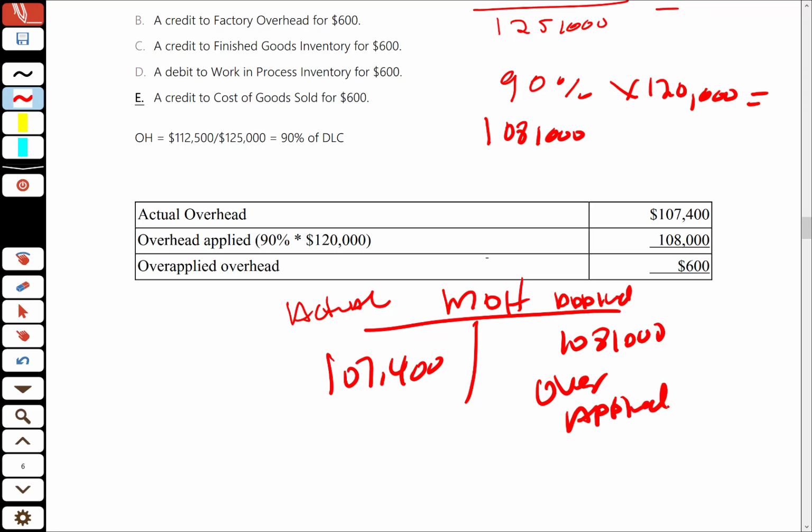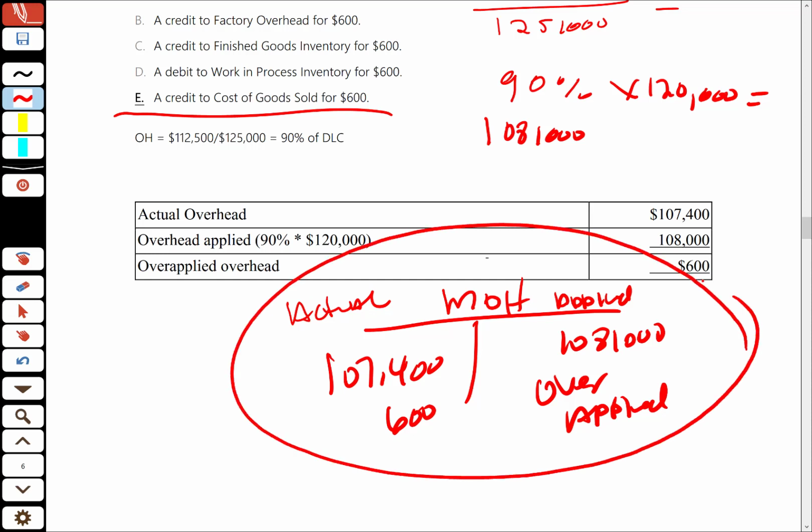So as a result, what's going to happen? I'm going to want to debit the actual, right? And when I debit the actual to close that out, then I will have to credit cost of goods sold. Right?